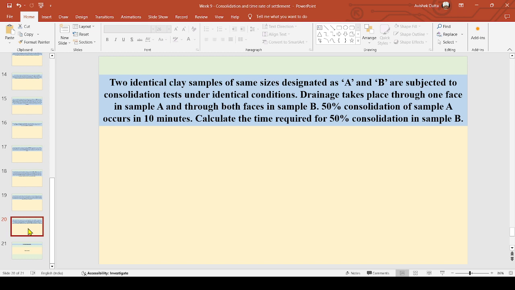So, there are two identical clay samples of same sizes A and B. The consolidation tests are carried out under identical conditions except the fact that drainage takes place through one phase in sample A, that is single drainage, and through both phases in sample B, that is double drainage. It takes 10 minutes for 50% consolidation in sample A. How much time will it take for the same condition, that is 50% consolidation, in sample B?